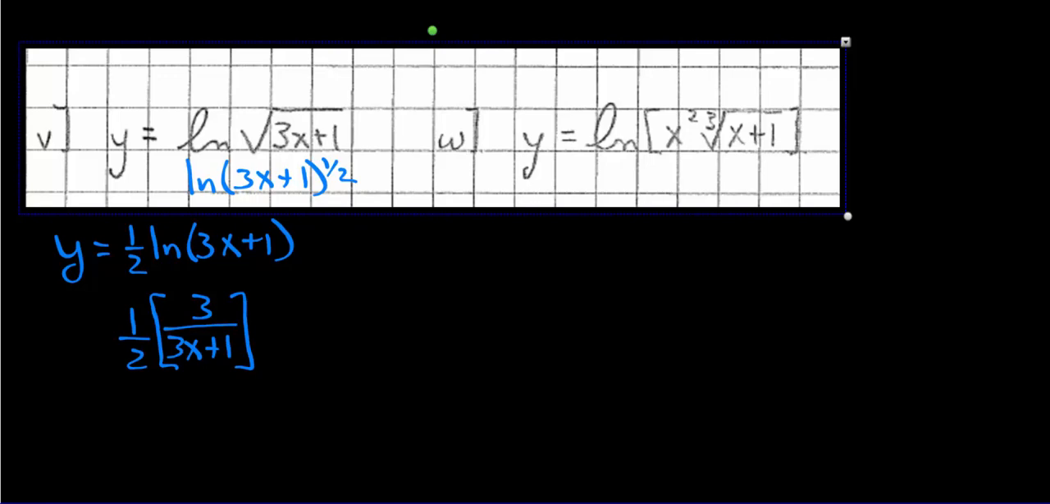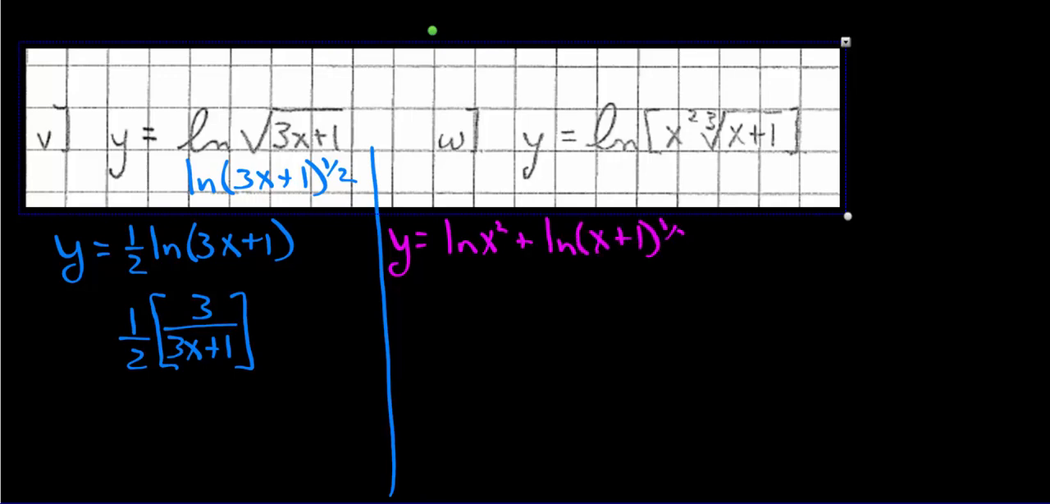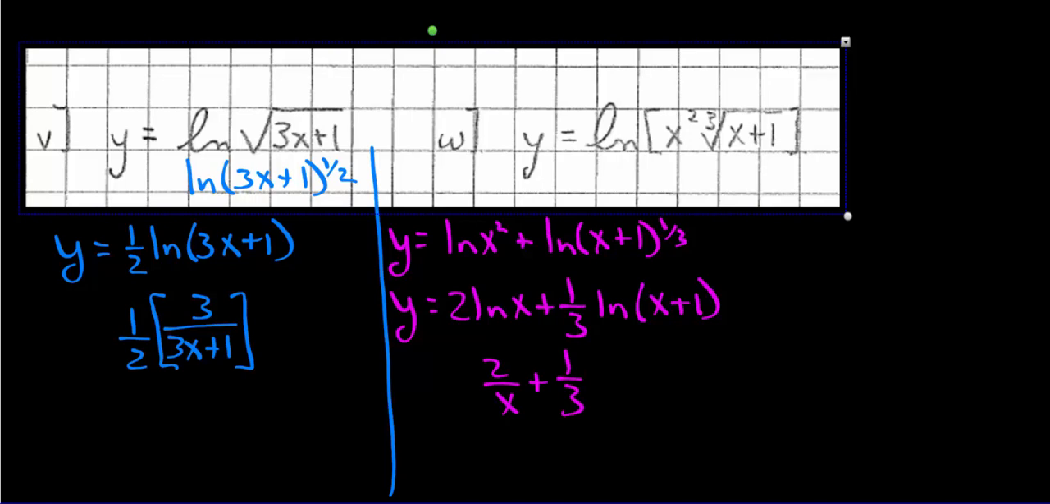This one over here has got a lot going on with it. Here's what we've got. We've got y equals log of x squared plus log of x plus 1 to the 1/3. Okay, so I broke it up using the addition property. Then I've got y equals 2 log x plus 1/3 log of x plus 1. Now, this is a lot more manageable. So if we're talking about the derivative, it's going to be 2 over x plus 1/3 times 1 over x plus 1. There we have it.